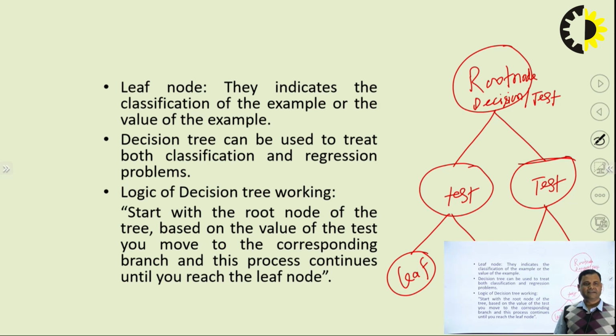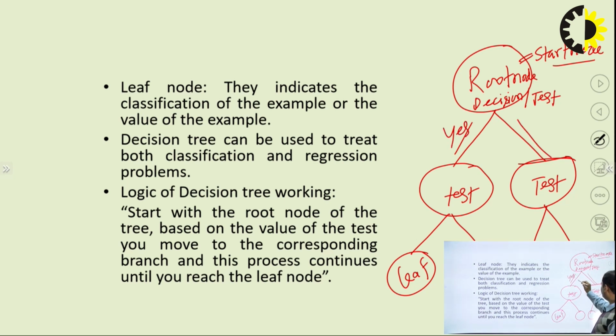A decision tree can be used to treat both classification and regression problems, as we said. A decision tree starts with the root node, which is called the start node. Based on the value of the test performed here, we move downward to the corresponding branch. If it is yes, we move into this branch. If it is no, we move to this branch.